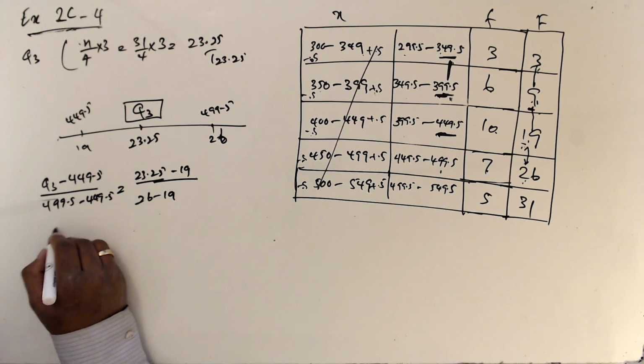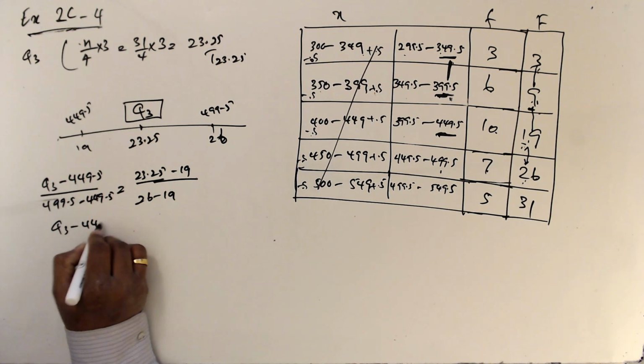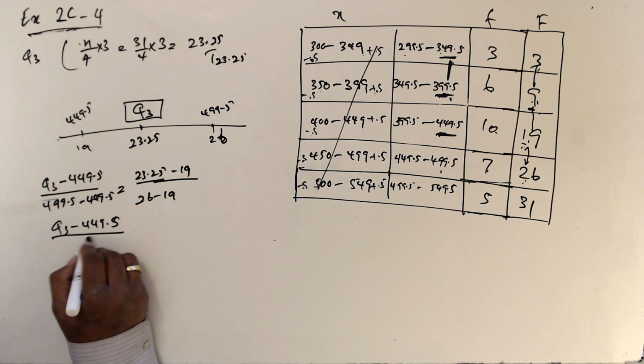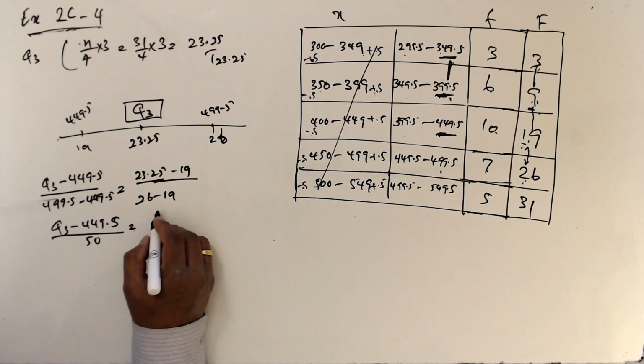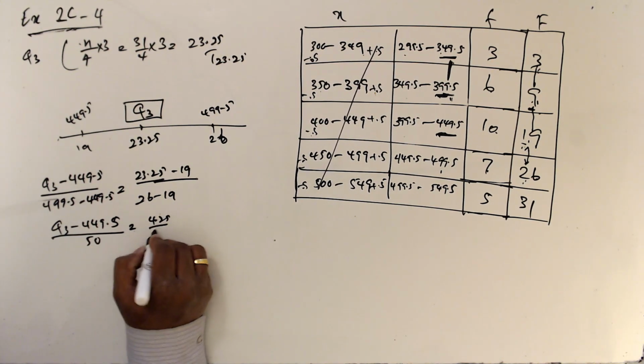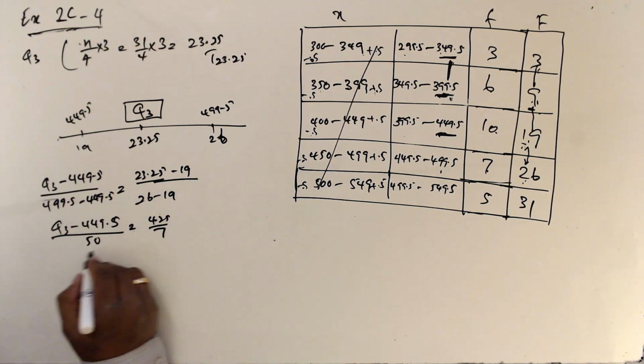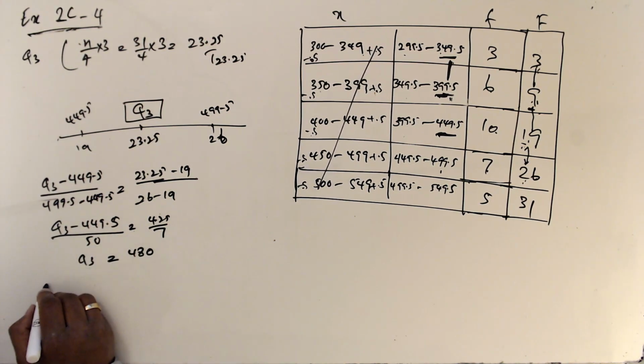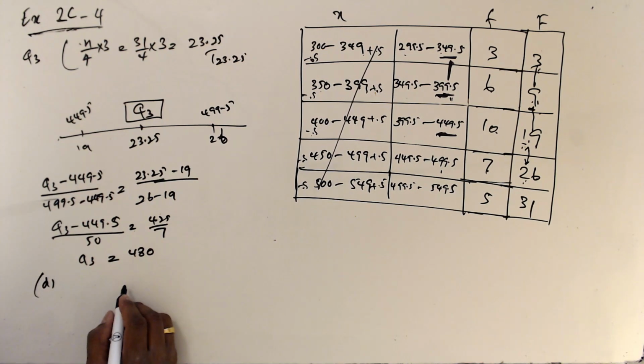That is Q3: 44.9.5 over 50 equals 4.25 over 7. So Q3 you will get 480. And part D asks to interpret.